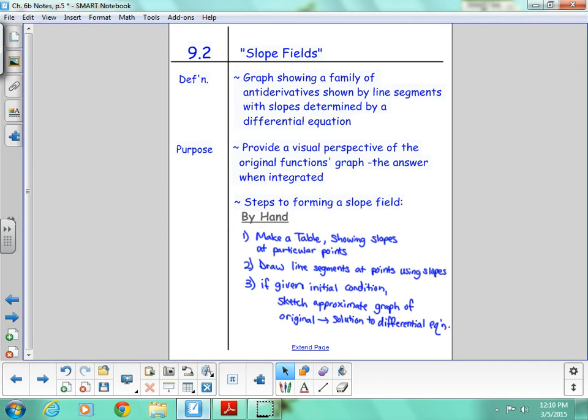Slope fields are graphs of little baby tangent lines, which put together can show me, wait, how am I going to find slopes? Well, guys, where do slopes come from? Differential equations, because differential equations are equations of derivatives, which show us slopes of tangents, right? If I get a graph of lots of little baby slopes that are determined by a certain differential equation, then I can have a visual perspective. I can see the original, even if I can't find it. I can see how it behaves, how it moves, how it changes.